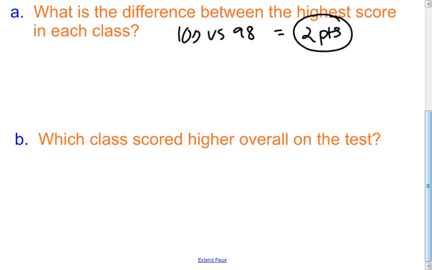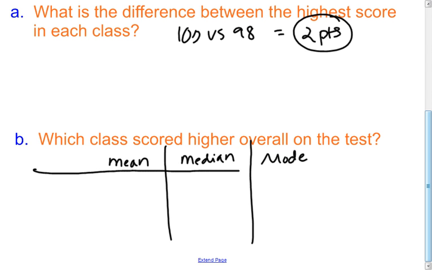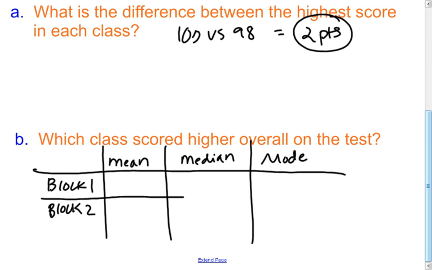So what I am going to do is create a little chart so that we've got this. We have the mean, the median, and the mode. Okay, those are our 3 measures of central tendency. We know that, of course. And then we're going to look at what's happening in block 1 and what's happening in block 2. So we'll kind of talk about this as we go.